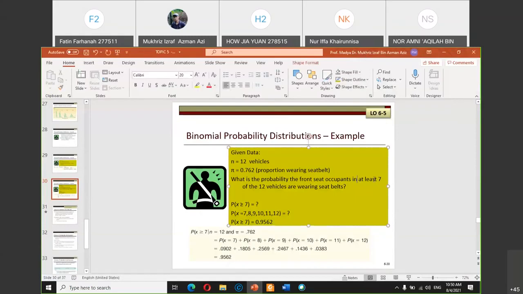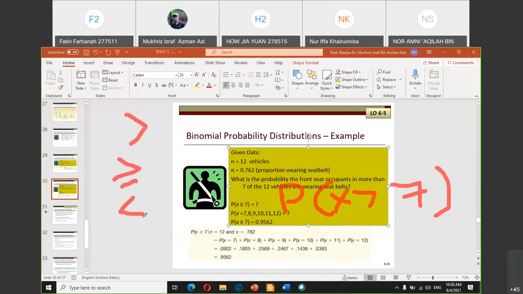I just use the word more than 7. Okay, so more than 7 is what? It means P(X) more than 7. Okay, just now I mentioned that, in mathematics, you can have 4 symbols: more than, at least, less than, or less and or equal to. So more than means without the equal to sign. So more than 7 means 7 will not be included.